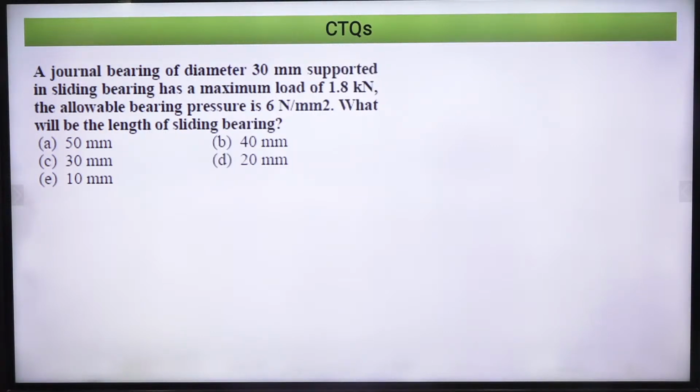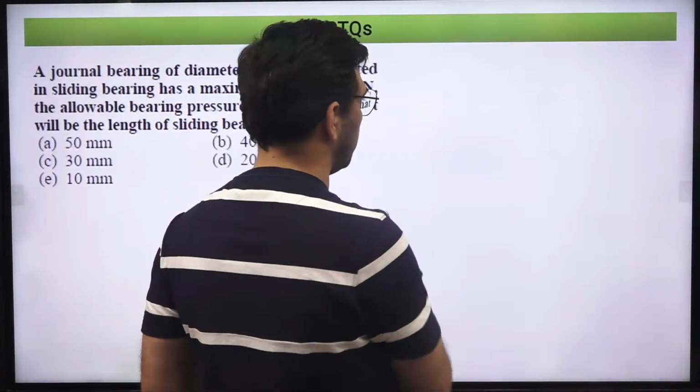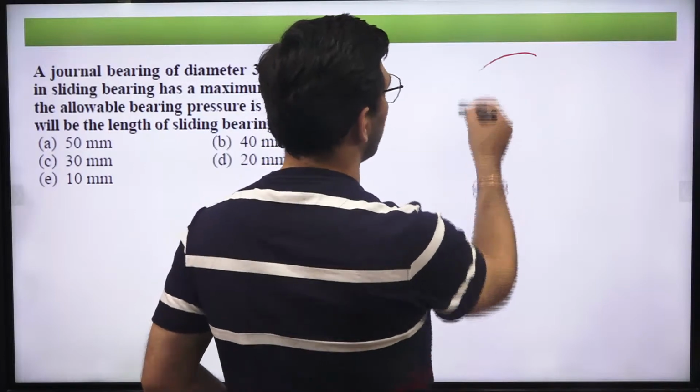A journal bearing of diameter 30 mm, supported in a sliding bearing, has a maximum load. These values are given to you, and he's asking you to calculate the length of the sliding bearing. Basically he's talking about the sliding contact bearing, or a hydrodynamic journal bearing. You already know this one, right?